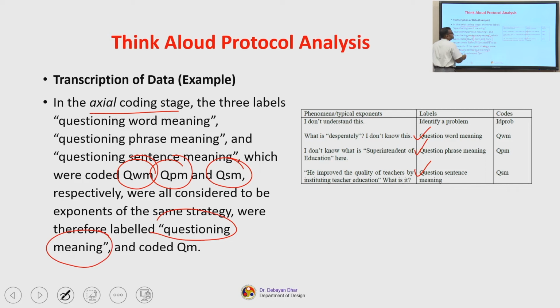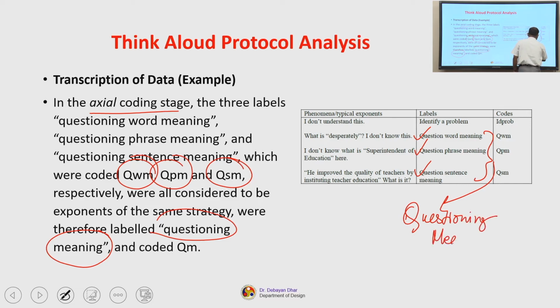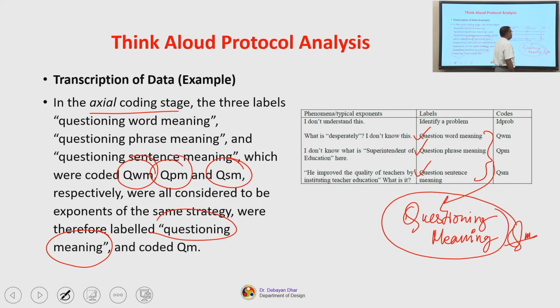So, in the axial coding, what we did, we clubbed them together and said that these three are converted into questioning meaning, so QM probably. So, that was the axial coding.